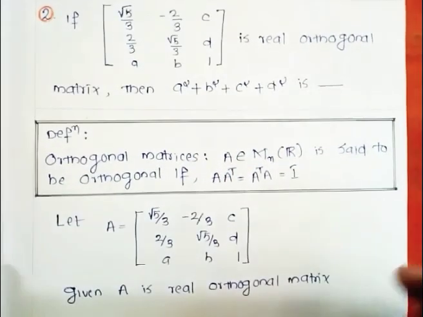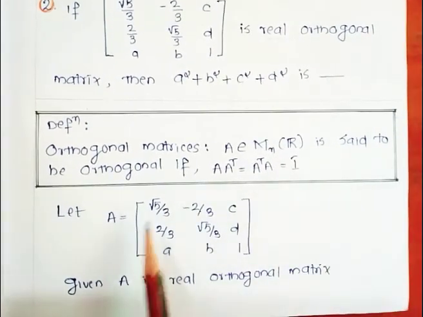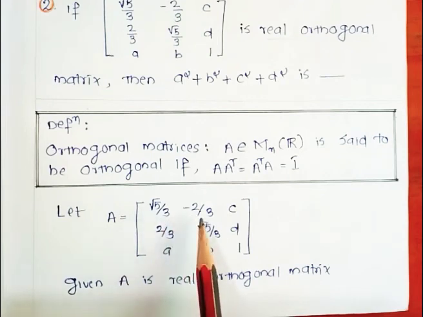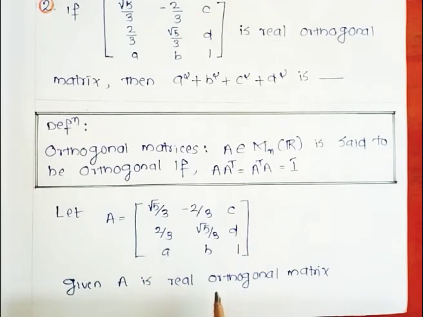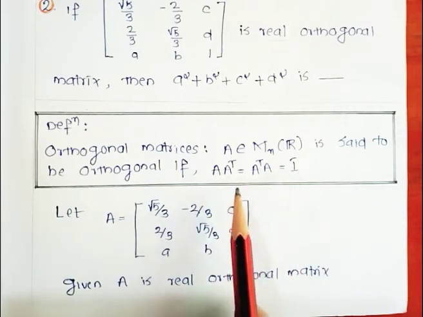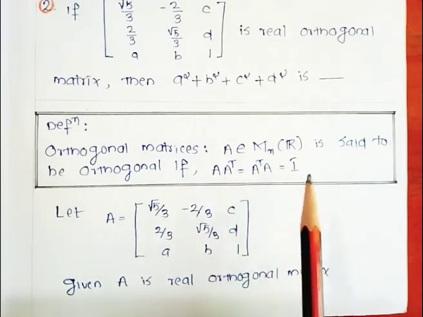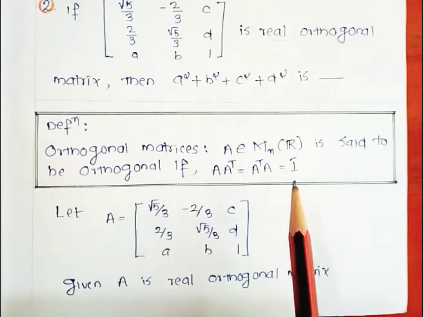Let the given matrix be A. So A is the 3 by 3 matrix: root 5 by 3, minus 2 by 3, c; 2 by 3, root 5 by 3, d; a, b, 1. Given that A is a real orthogonal matrix, we find the value of a square plus b square plus c square plus d square. Since A is a real orthogonal matrix, A times A transpose is equal to I. Our procedure is: first we find A transpose, then we compute A times A transpose and equate it with I. Then we get a square plus b square plus c square plus d square.